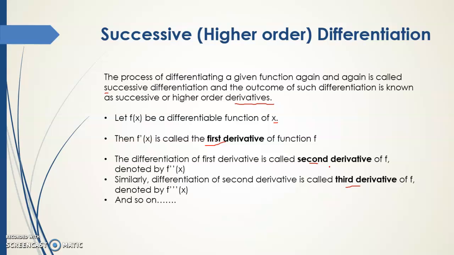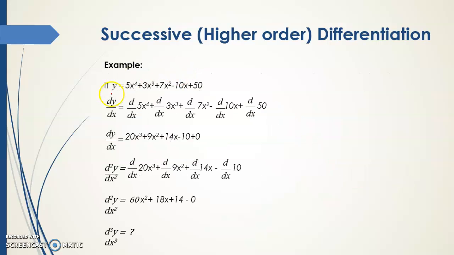Okay. For example, this is your equation y equals this. In case of finding the first derivative, that is dy by dx, it will be the derivative of 5x^4, derivative of 3x square, derivative of 7x square, derivative of 10x and derivative of 50. So this is the sum and difference rule which we have applied. This will become 20x cubed, this will be 9x squared, this will be 14x, this will be minus 10, and this is constant, so it is 0.